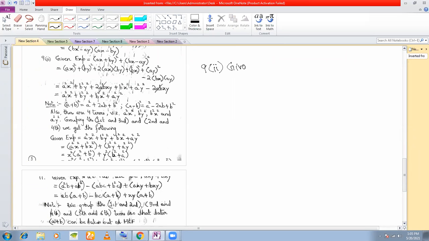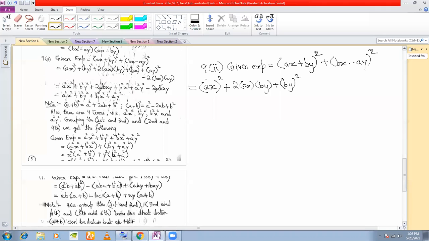Given expression here is ax plus by whole square plus bx minus ay whole square. Now see, there are two terms here, but nothing is common between the terms, and the power is also 2, right? So since I cannot do anything, what I'll do is I'll first expand by a plus b whole square and a minus b whole square formula. So this is a plus b whole square, so I get a square plus 2ab plus b square for the first one.